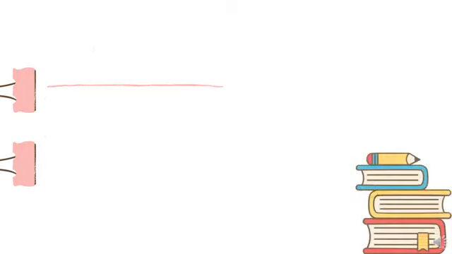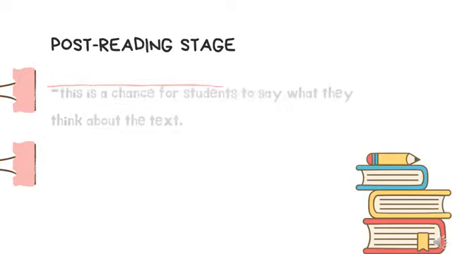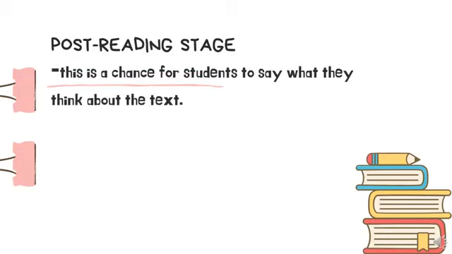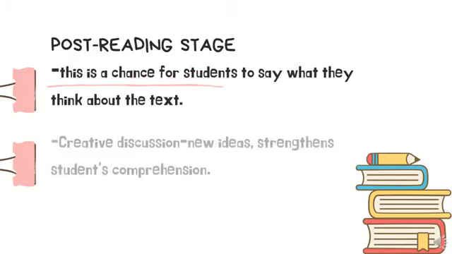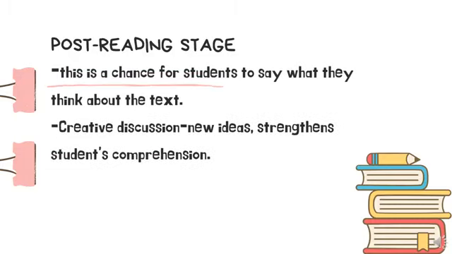Now, let's proceed to the last stage, which is the post-reading stage. This is a chance for students to say what they think about the text. For example, in creative discussion. Through this, the students will have a chance to develop their ability to use textual evidence. Moreover, students work with multiple ideas and have to balance new ideas with their original conclusions. It's a challenging task. Using evidence in discussion strengthens students' comprehension and confidence.